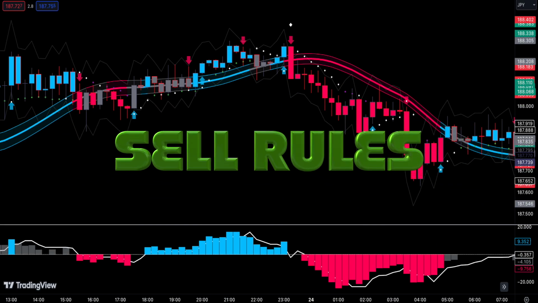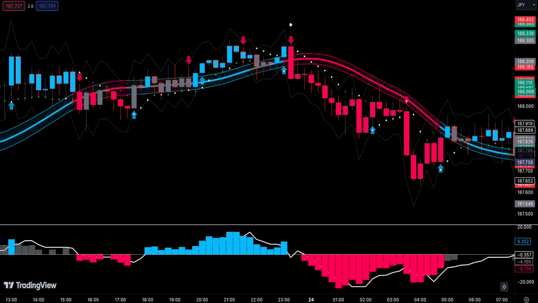Selling rules. For sell entry, follow these steps. 1. The QQE histogram shifts to red or it's below the zero line, which indicates bearish momentum or downtrend market. 2. A strong bearish candle crosses the SSL line to the downside and the SSL turns red.